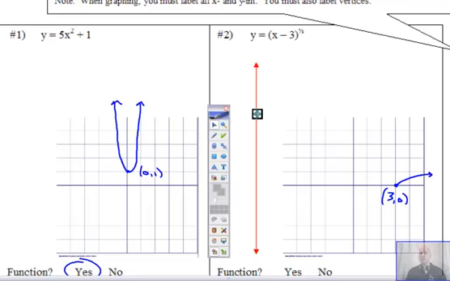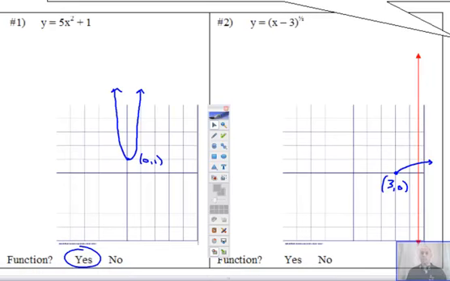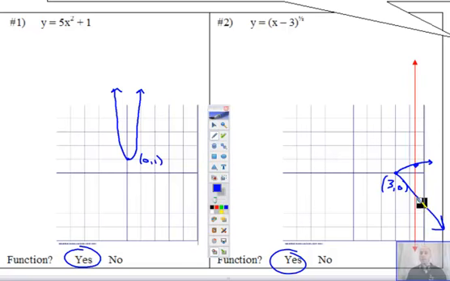So does this pass the vertical line test? Yes. At no point does it hit the graph in more than one location. So yes, this is a function. This is not how this problem was, but let's just say for argument's sake that this problem had more of the curve that went down like this. This is not a function, because you can see with this vertical line, I'm hitting this here and here at the same time, so it's not a function. But once again, that doesn't happen for this, so yes, that's a function.